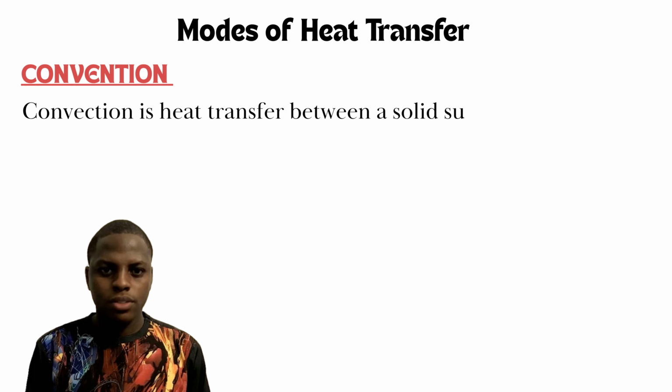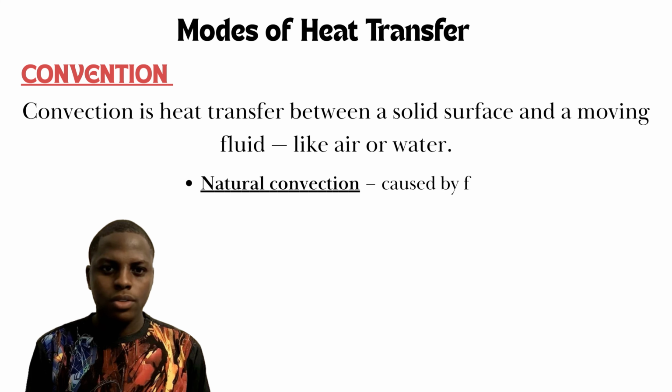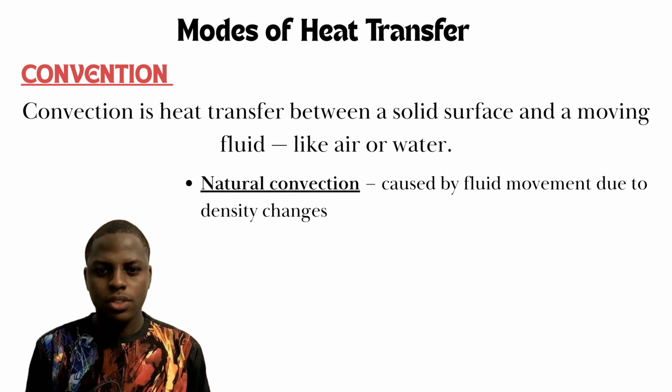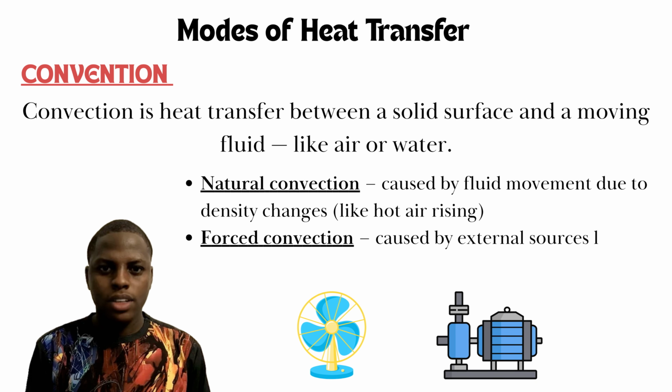Convection is heat transfer between a solid surface and a moving fluid, like air or water. It happens in two ways: natural convection, caused by fluid movement due to density changes, like hot air rising; and forced convection, caused by external sources like fans or pumps.